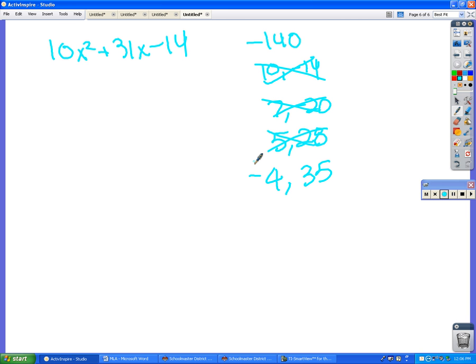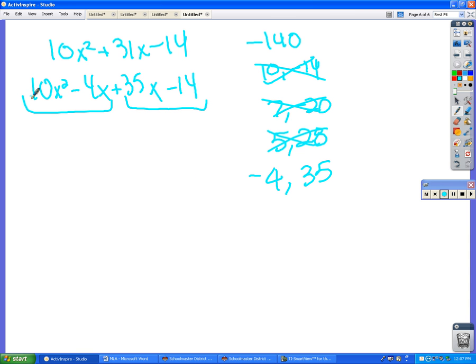So I'm going to rewrite this as 10x squared minus 4x plus 35x minus 14. So I took this middle term and broke it up based on the numbers that you came up with. Now I need to look at these as two separate problems.